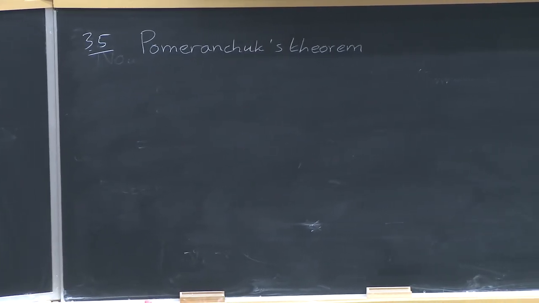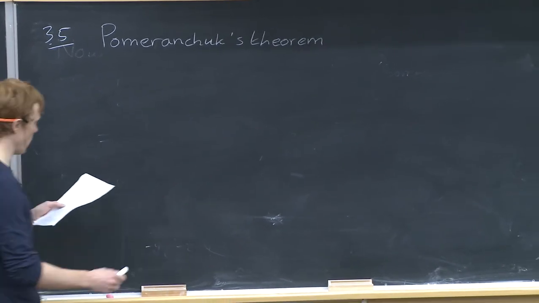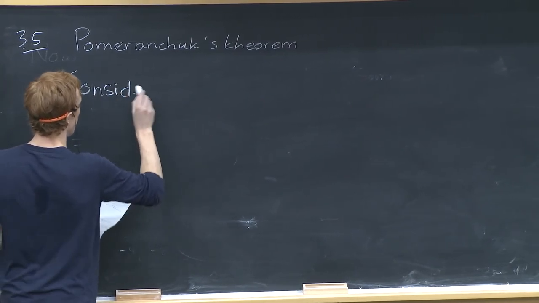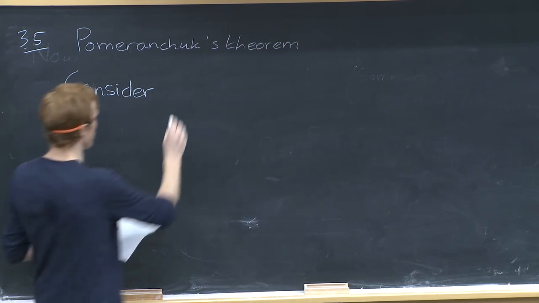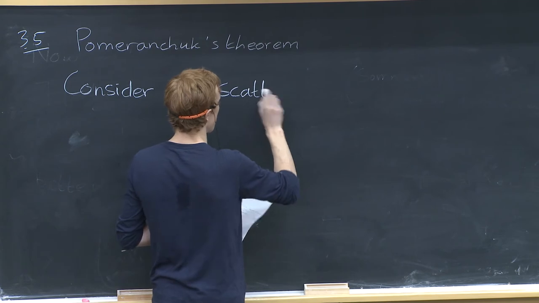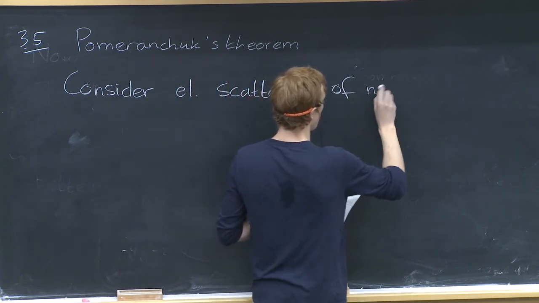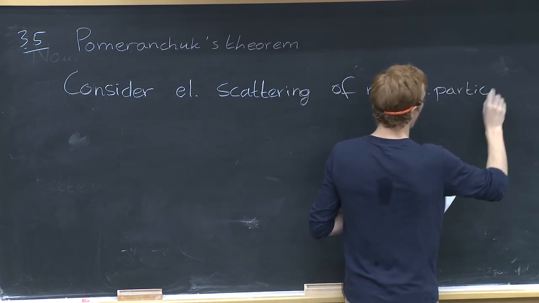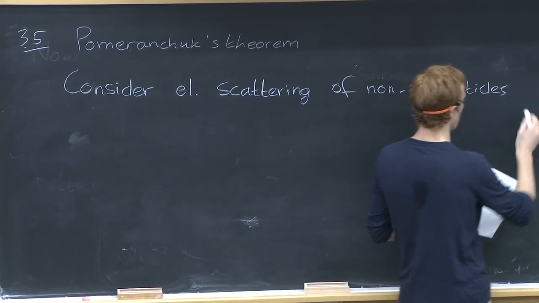Okay, I have some time left, right? About 5-10 minutes. Okay, let me just say Pomeranchuk's theorem, which I want to end the lectures with, and is going to be somewhat different from what I did before, because I'm going to consider elastic scattering, but now not of identical particles, but of non-identical particles. Again, scalars and real, and I'm not going to make my life complicated. Non-identical particles A and B.